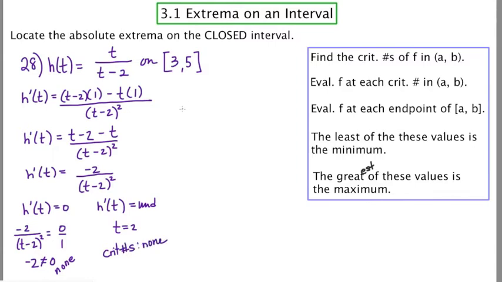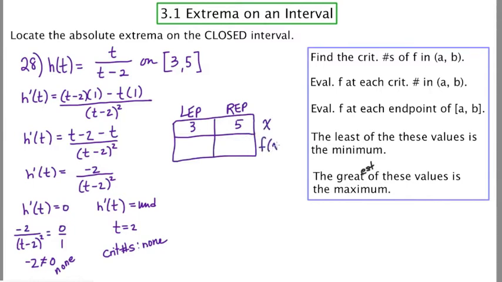So if I go to my chart, we're going to have a left endpoint and a right endpoint. Our left endpoint is 3. Our right endpoint is 5. This is x. This is f of x. So if I put in 3 into the original function, I get 3 over 3 minus 2. 3 minus 2 is 1, so this is just 3. If I put in 5, I get 5 thirds. So that means the lowest point, called the minimum, is going to be at 5 thirds. And the highest point, called the maximum, is going to be at 3. So these should be our answers right here.